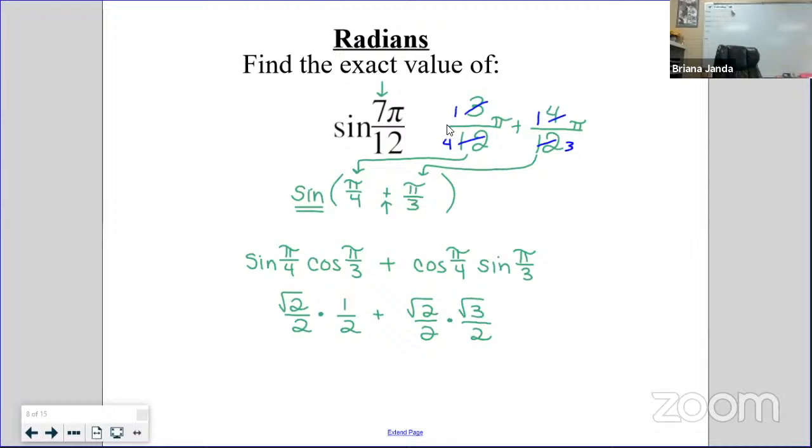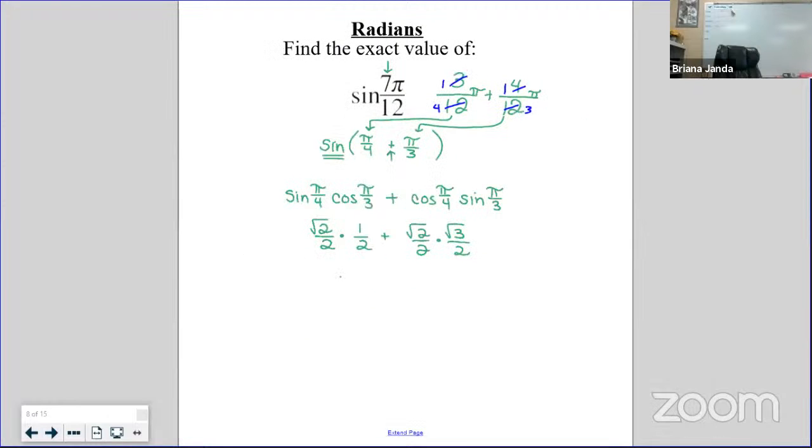And again, this should look very familiar at this point. Multiplying straight across the top, straight across the bottom. And we get for this one square root of 2 plus square root of 6 over 4. Again, addition. We can switch the order of that. They're both positive. So if you had square root of 6 plus square root of 2 over 4, that's the same answer. How are we doing? Good? Okay.